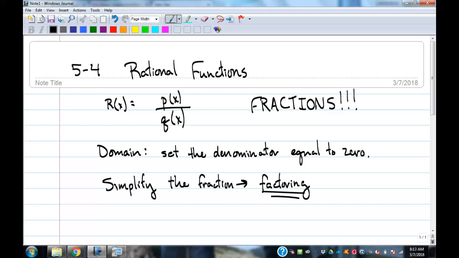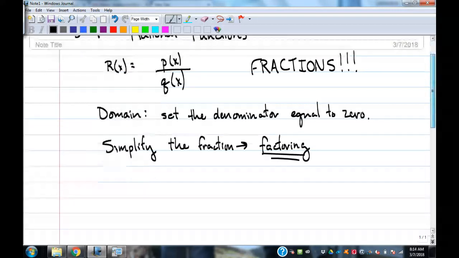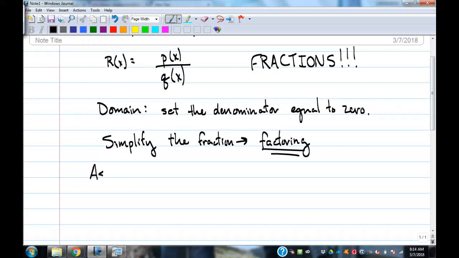Once you've found that, then we get into these things called asymptotes. Asymptotes are like imaginary boundary lines that kind of shape the graph. With polynomials, we have nice little curves going through. With rational functions, you're going to have these asymptotes that are boundaries.